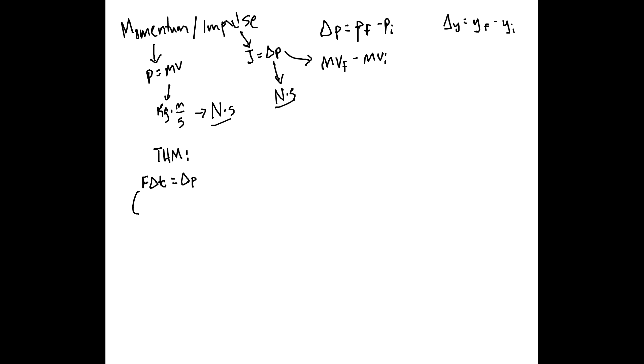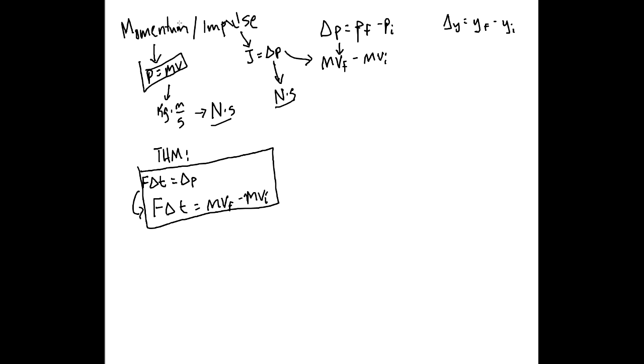So another useful equation was this right here. Force times your change in time equals mv final minus mv initial, because delta P equals mv final minus mv initial. So that's pretty much it. These two formulas and then this formula are crucial when dealing with momentum and impulse.